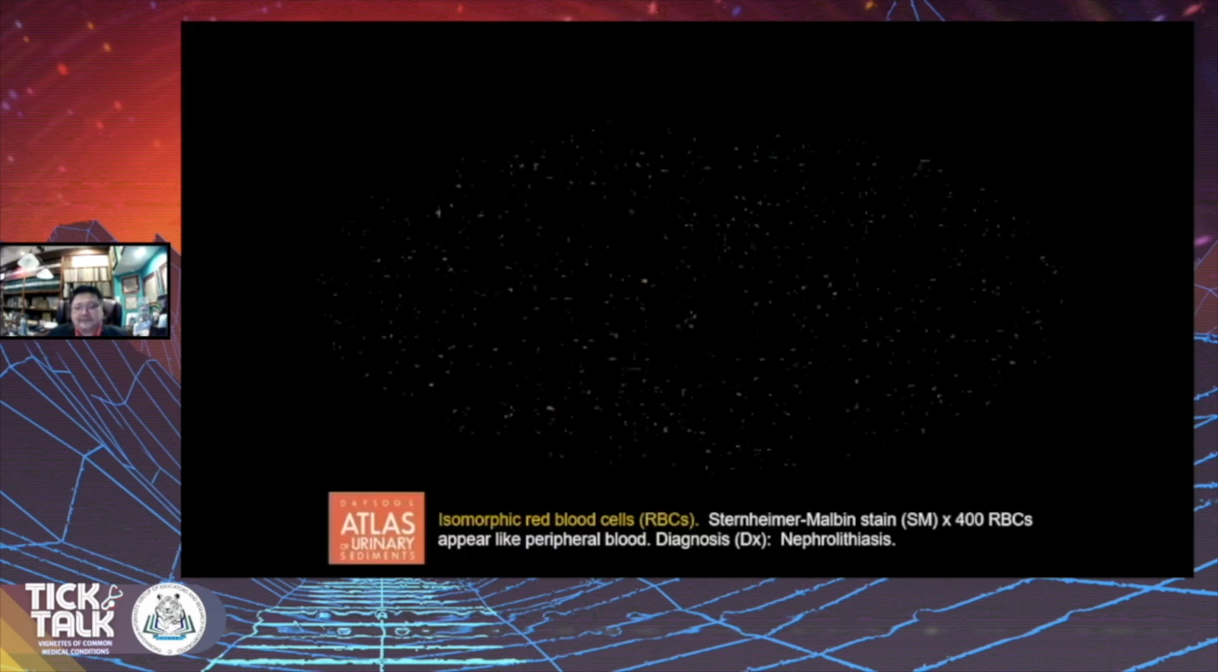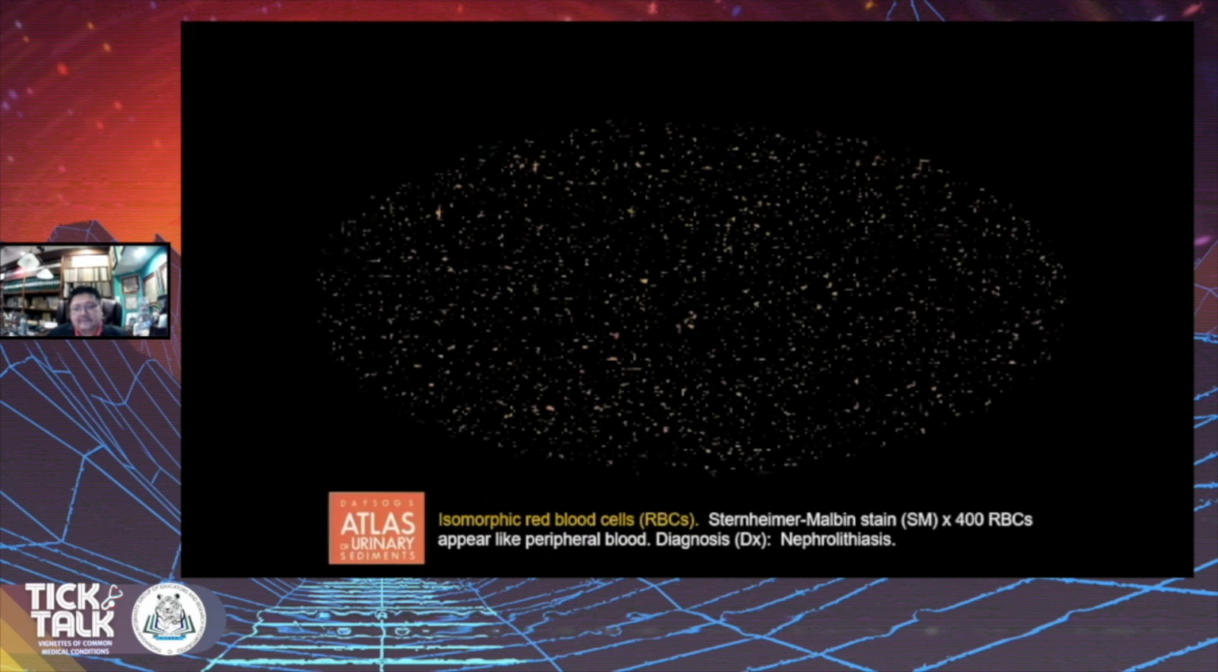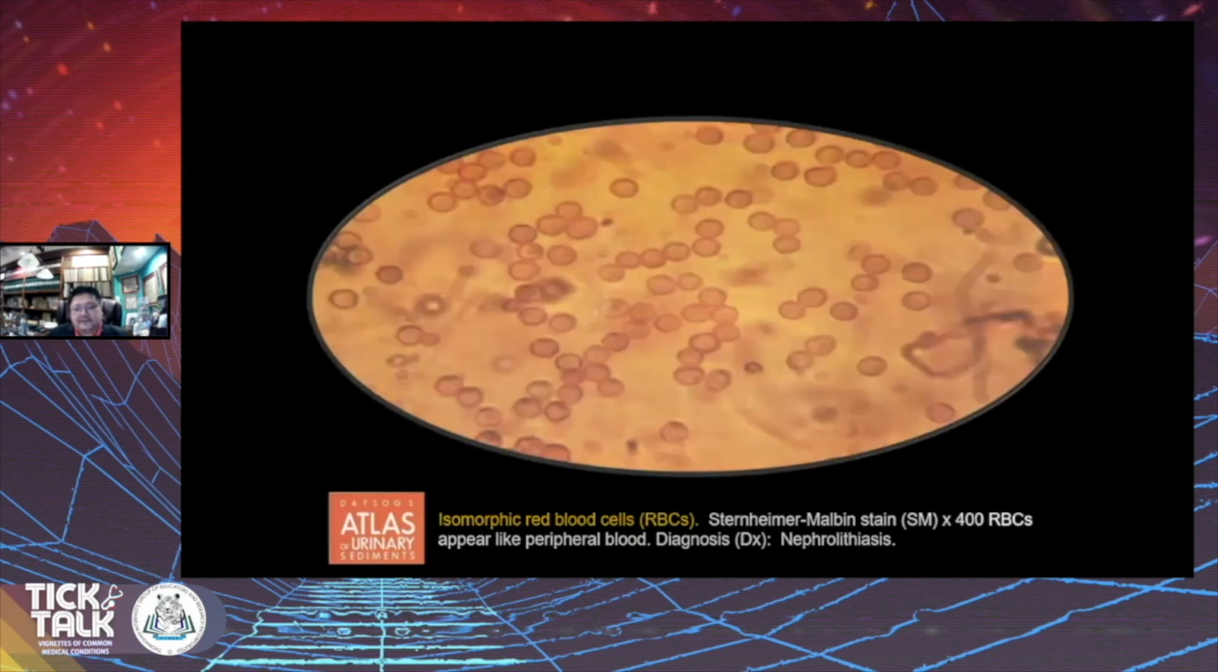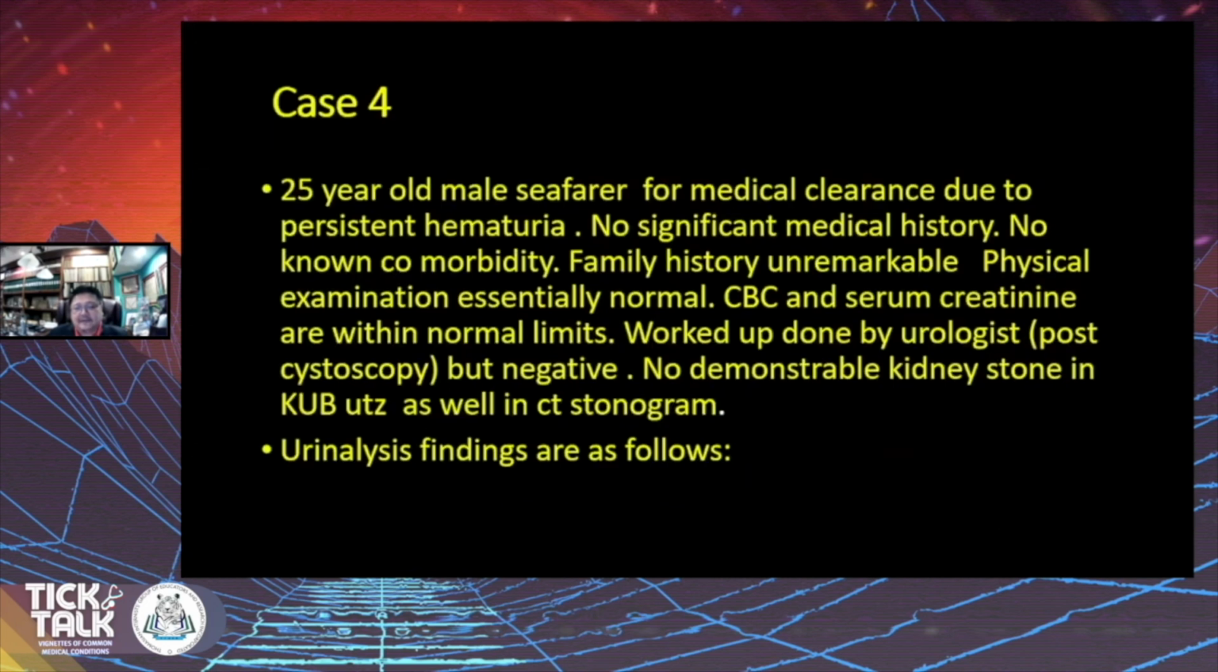Next, so this is the picture of a patient with an isomorphic red blood cell. You see, they are all the same looking dumbbell shape. If it is isomorphic, if it is a bleeding, okay, that is non-glomerular.